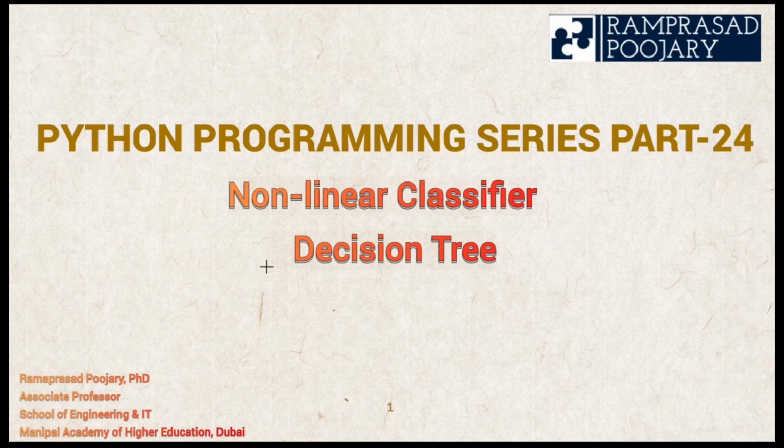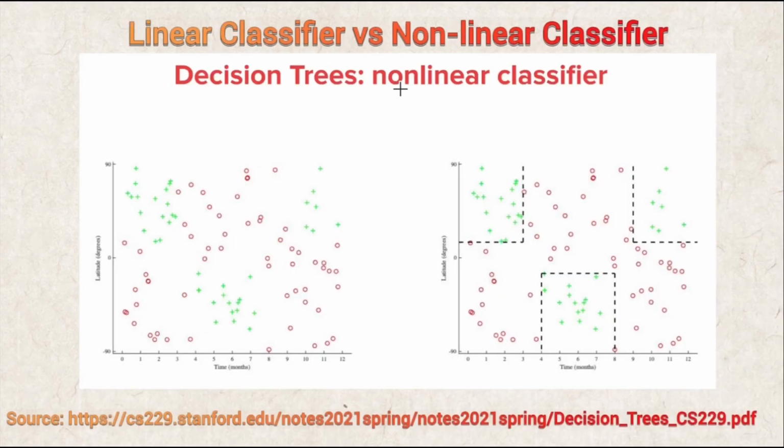In this session, we'll look at the decision tree machine learning algorithm. This is a non-linear classifier. A decision tree can be used for classification as well as regression tasks. But in this session, we will focus on the decision tree as a classifier. Now let us take an example to understand a non-linear classification problem.